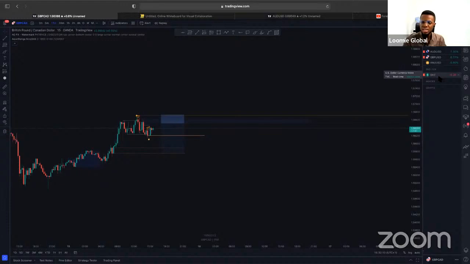Now, this fourth one here is DXY. DXY is basically the dollar index, right? Now the dollar index is not a currency of its own. It is a kind of metric that computes the performance of the dollar across different currencies. So it is checking what is happening on dollar-based currency pairs like USD CAD, USD CHF, and then it is checking the performance of currencies that have the dollar as their quote currency.